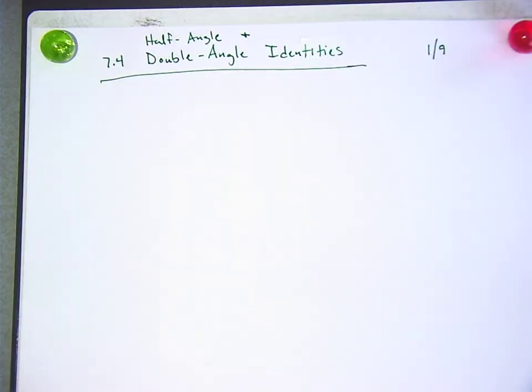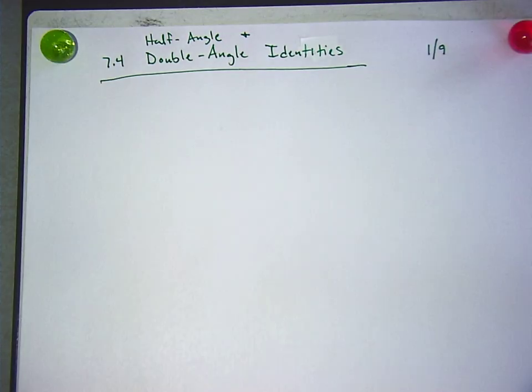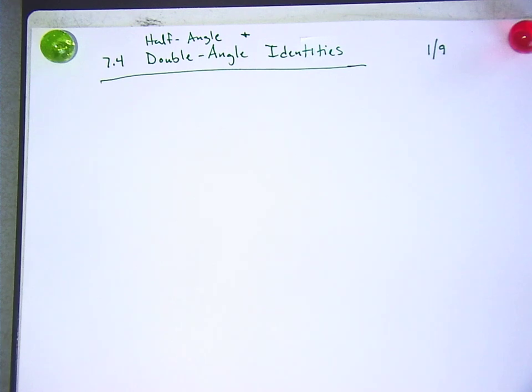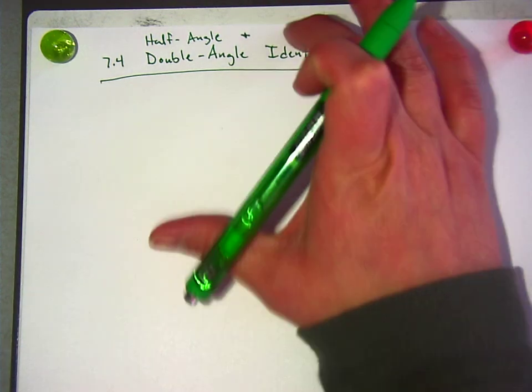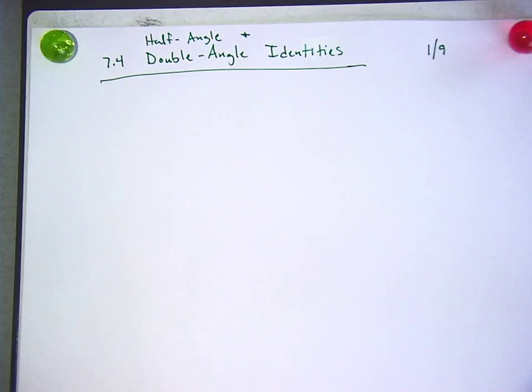We're going to derive the double angle identities, but we're not going to derive the half angle identities. So let's do the double angle identities first, and I think it's going to be pretty easy.